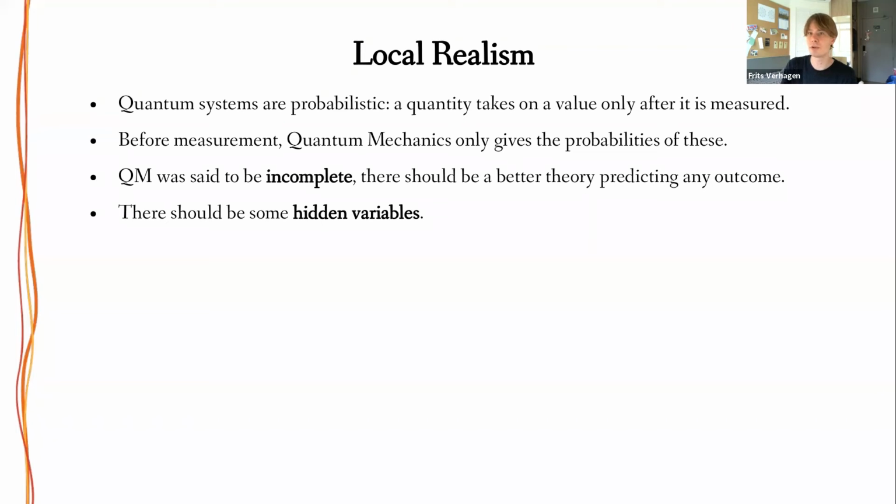So a lot of people, like in the beginning of the previous century, thought that quantum mechanics was incomplete and there should be a better theory. The better theory should have some kind of hidden variables that we cannot see with quantum mechanics, and these hidden variables would account for the probability. So if we know these hidden variables, then we would be able to give a complete description of nature and we could predict everything with certainty.